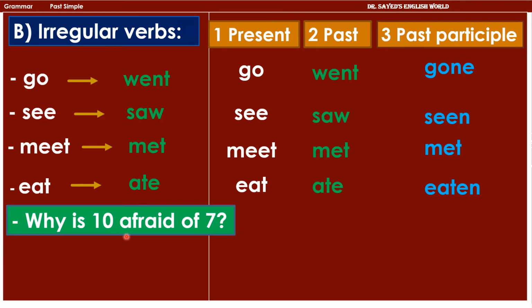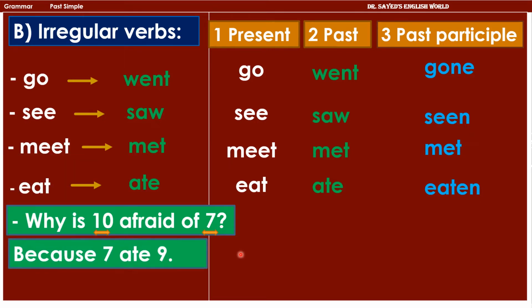Why is 10 afraid of 7? This is sort of a riddle. ده زي لغز كده يعني مثلا. Why is 10 ليه العشرة afraid of 7 خايفة من السبعة? Why? Do you know the answer?